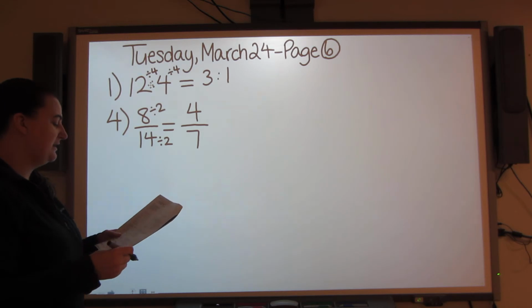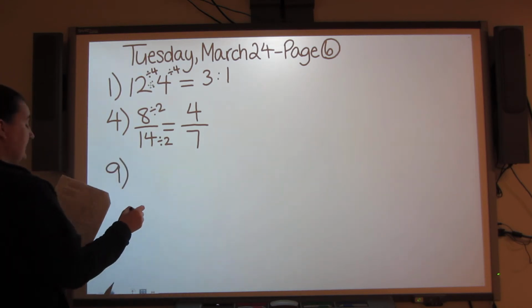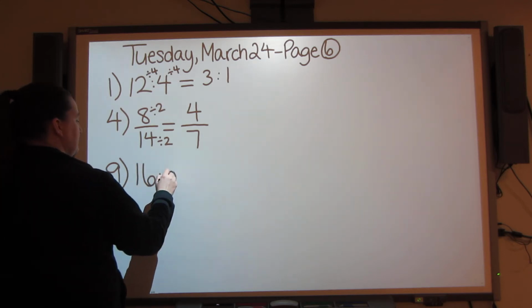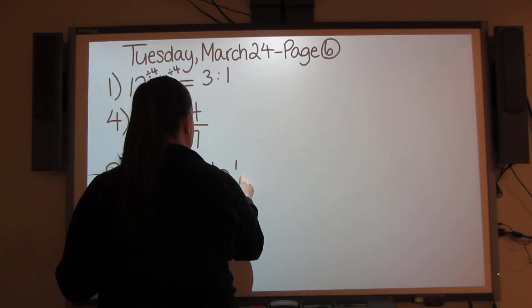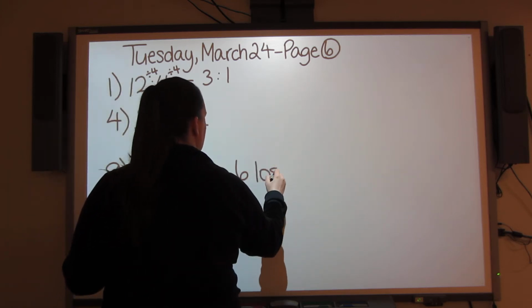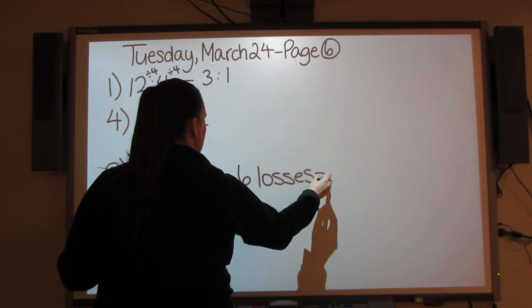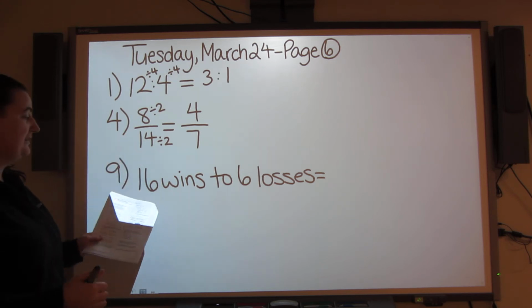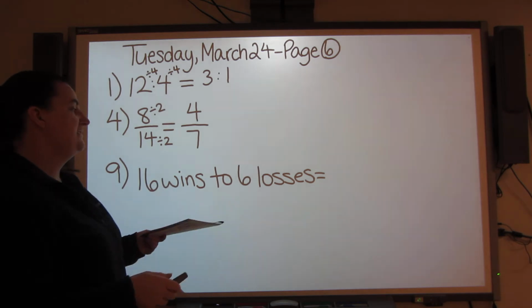Let's also do number 9. Number 9 is written in words. So 16 wins, 6 losses. And so, again, you're just working with the numbers. The words don't really matter. They're still a ratio. So you got 16 and 6.